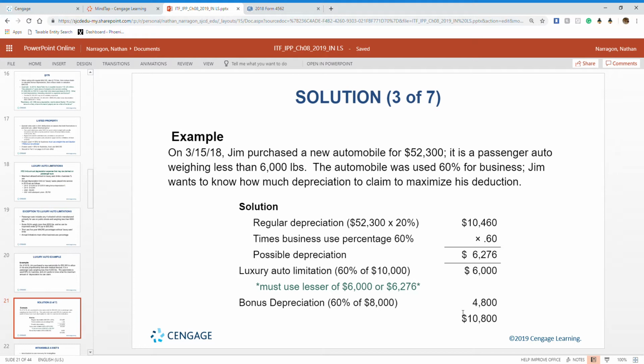Sweet. So technically, you get to take a little bit more than what MACRS was going to be. Now, again, with bonus depreciation, you cannot take 100% when it's one of these luxury vehicles, and that's how they work.